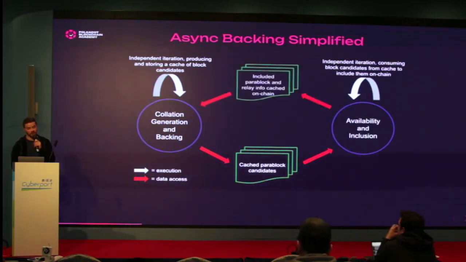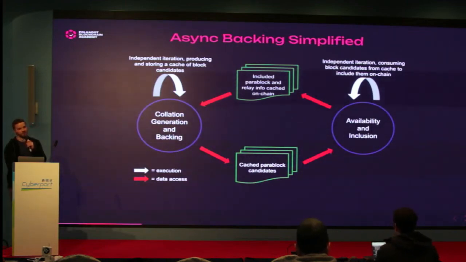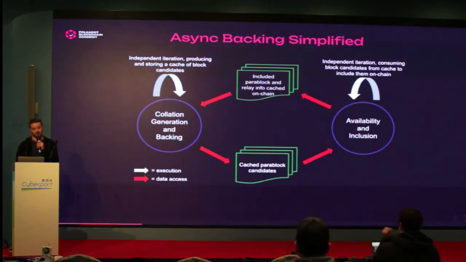Now, on the other side, we have sort of another stockpile going on, which is actually located on chain. These are included parachain blocks and relay chain info that are effectively cached on chain. So those were already available for collation generation and backing, but we're adding this new structure of cached parablock candidates on the bottom in green. That's kind of our new structure here that we're adding that enables us to separate these two processes, these two white arrows of execution.